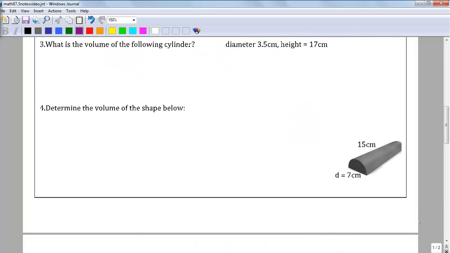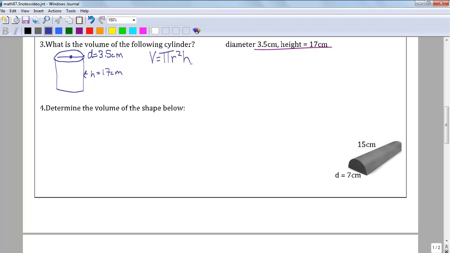Okay, welcome back. Now this time they don't give you a picture, they just give you some information. So in this case, it'd probably be a good idea to draw a picture. So here's my cylinder. And it says that the diameter all the way across is 3.5 centimeters, and that the height is 17 centimeters. Great. Now that I know that, volume is pi r squared times h, and you're good to go. Okay, so that one's all you.